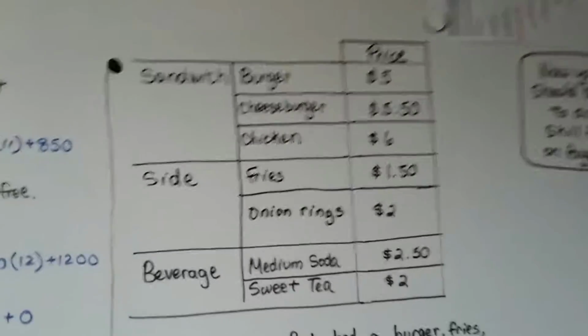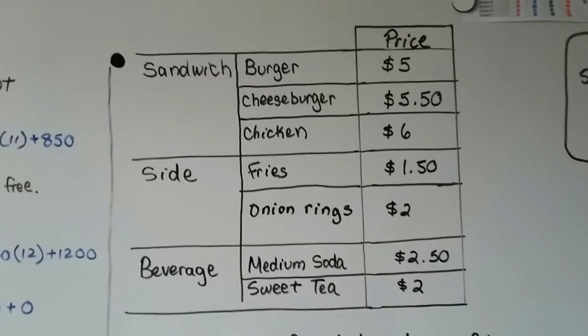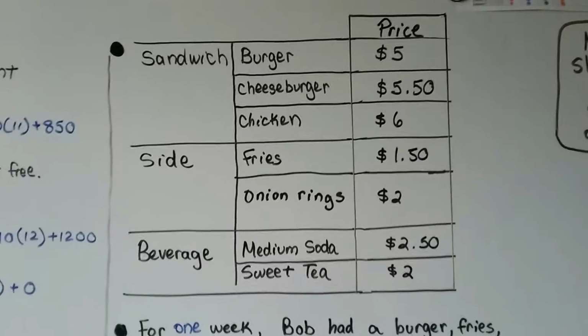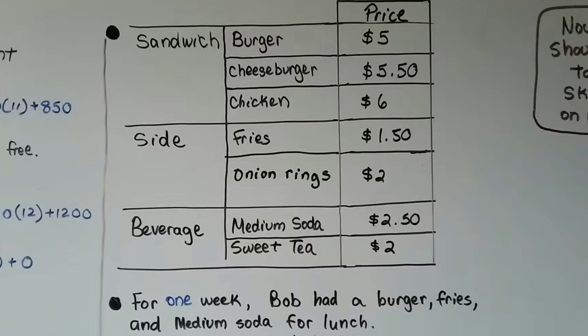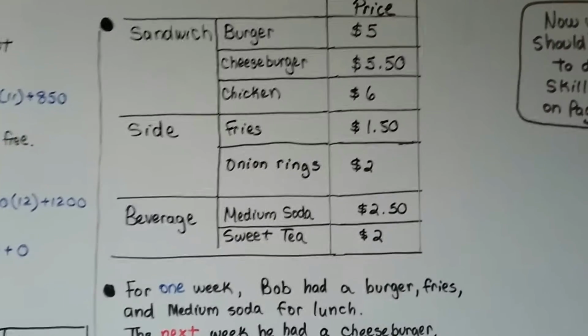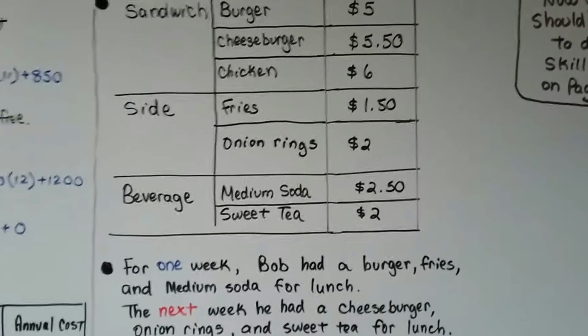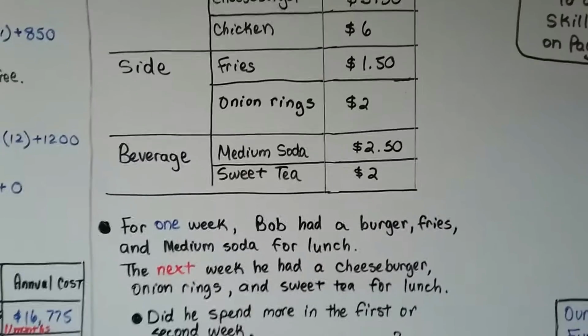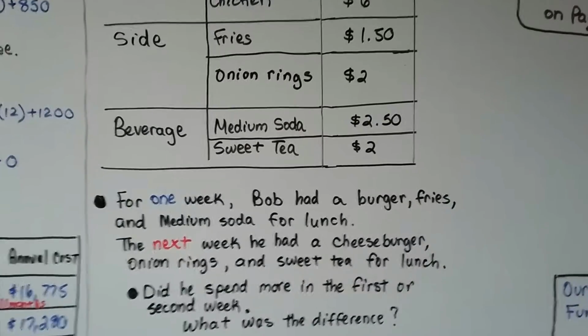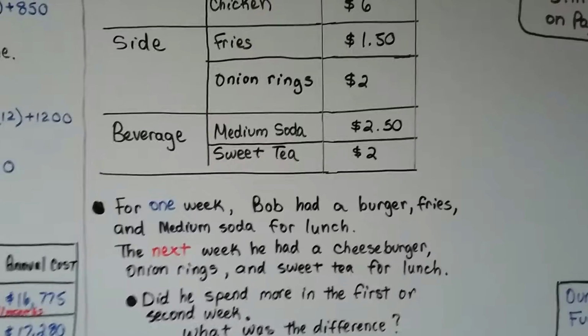Here we have a menu. We've got sandwiches, side orders, and beverages. For 1 week, Bob had a burger, fries, and medium soda for lunch. The next week, he had a cheeseburger, onion rings, and sweet tea for lunch. Did he spend more in the first or second week, and what was the difference?